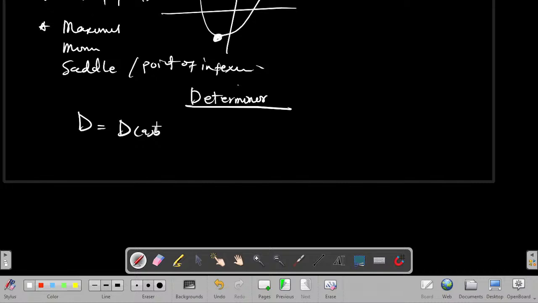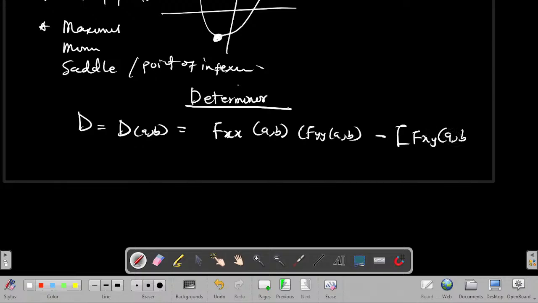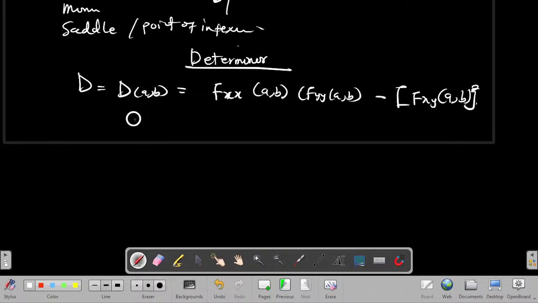Now, what's the determiner? The determiner D at a point (a, b) is given as fxx of (a, b) multiplying fyy of (a, b) minus the expression fxy of (a, b), all squared. When you multiply your second derivative in x and y and subtract the mixed second derivative squared, you get the determiner D. What do we use D for? D is used for testing whether a point will be a saddle point, minimum or maximum point.